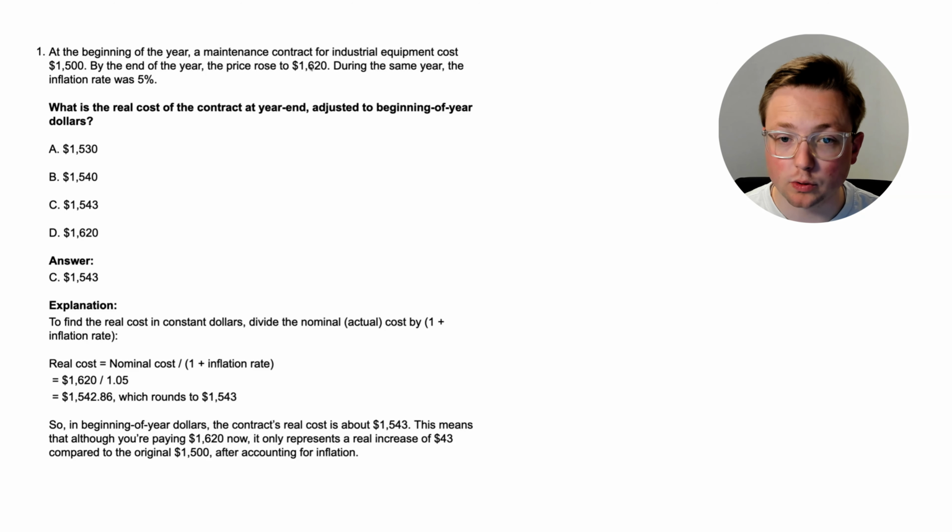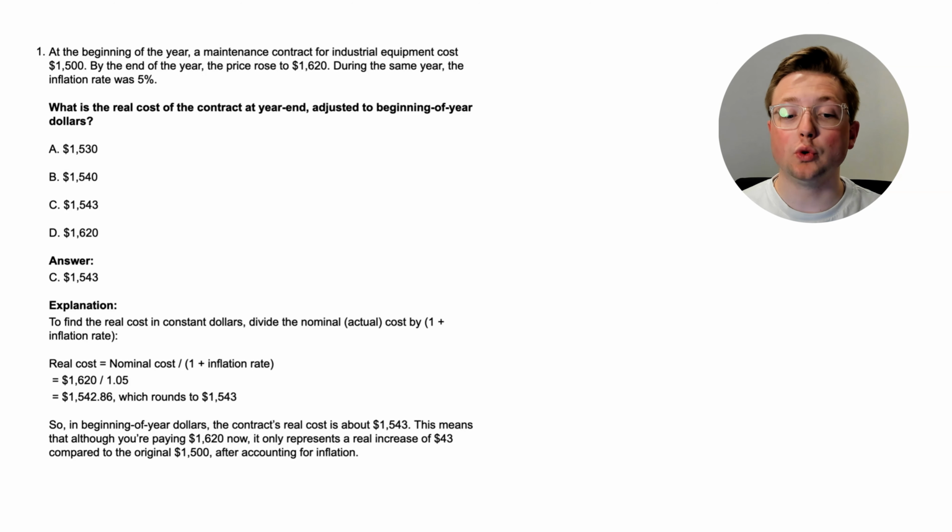So that's how much the actual cost was. And then we divide it by 1 plus the 5% inflation rate. So that's 1.05. So we get $1,542.86, or really you can just round that to 1,543. So again, what does that mean? In beginning of year dollars, the contract's real cost is about $1,543.